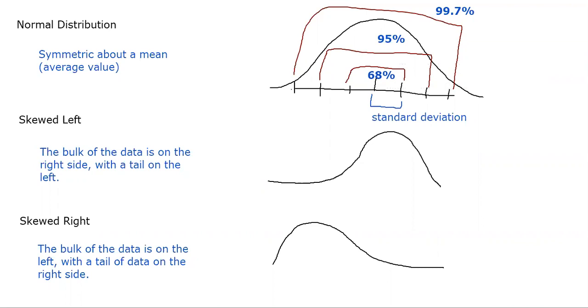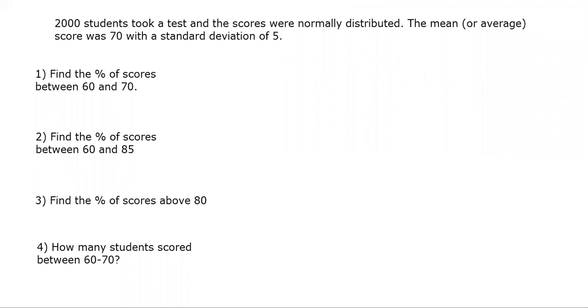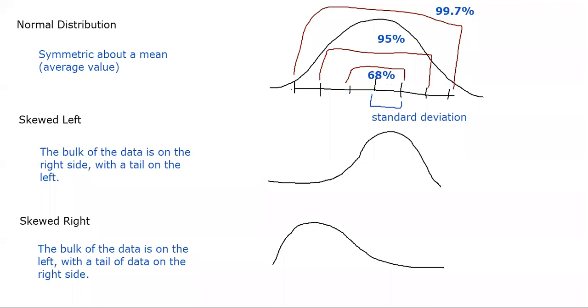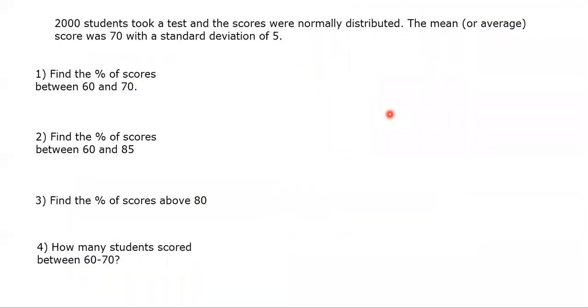Now, in order for this to make sense, let's take a look at a scenario here. Let's assume 2,000 students took a test and the scores were normally distributed, meaning if we look at the shape of that data, it's going to look something like this one here, where it's got that symmetry on both the left and right side. We know the mean or the average score was 70 with a standard deviation of 5.